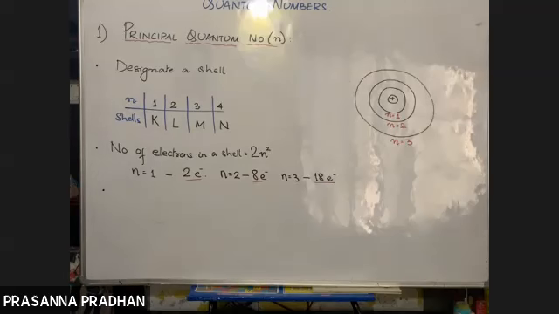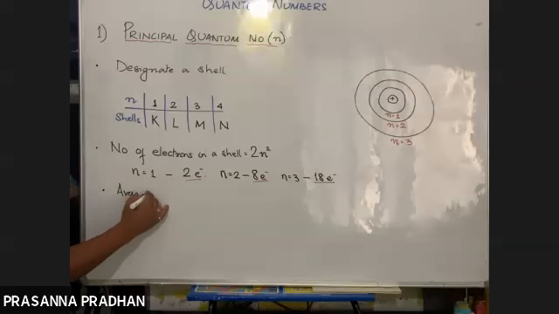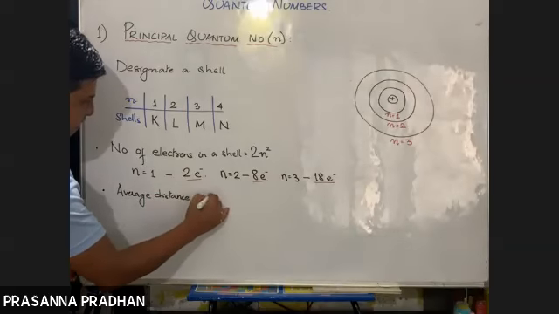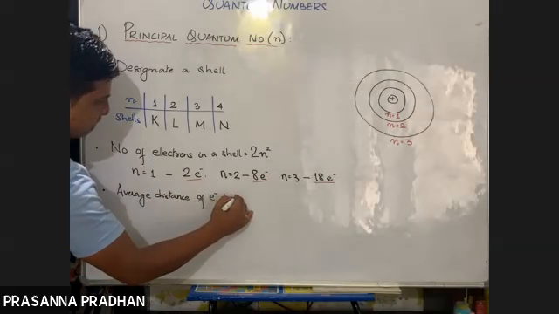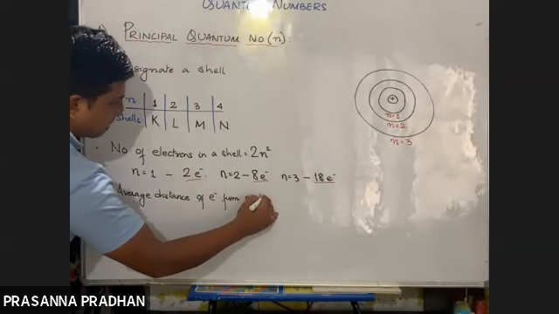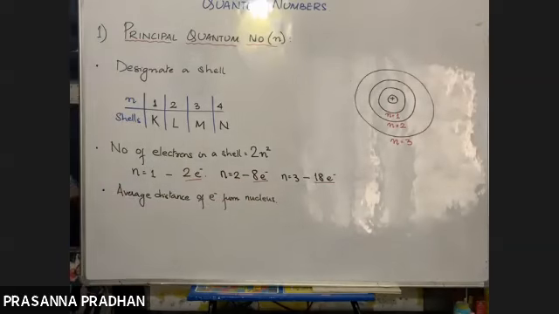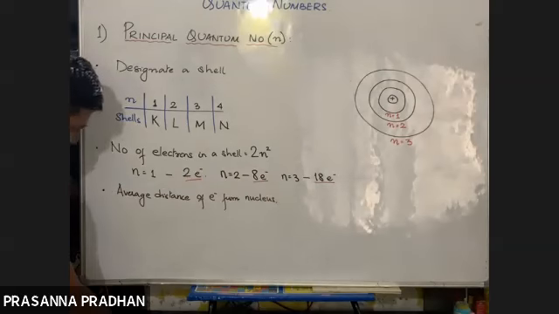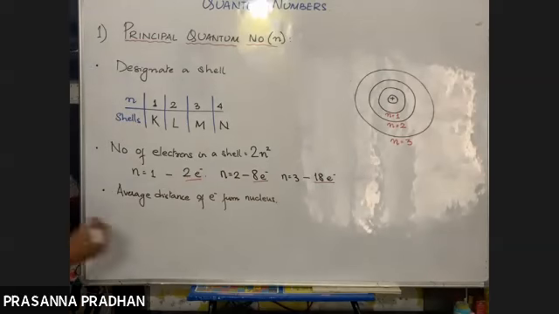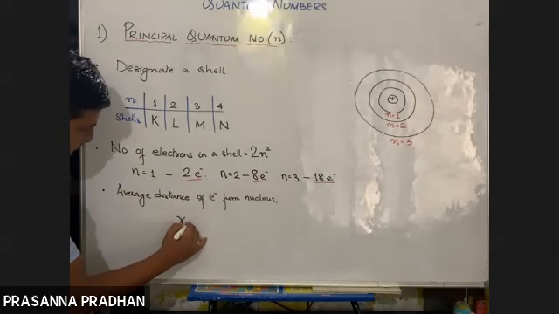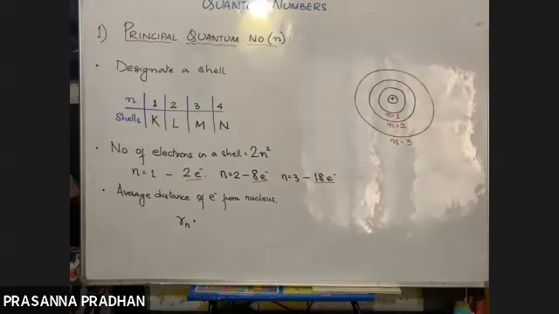So it helps us to calculate the average distance of the electron from the nucleus. What was the formula? We have already done this. What was the formula, guys, for calculating the radius? So it was Rn. This is the formula for calculating the radius.